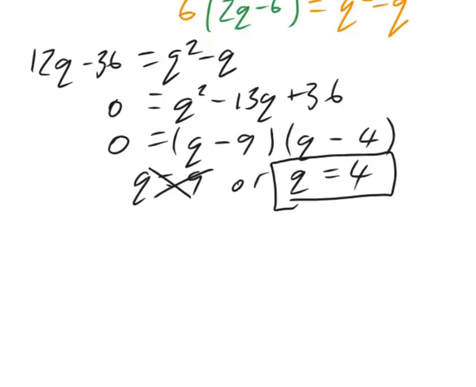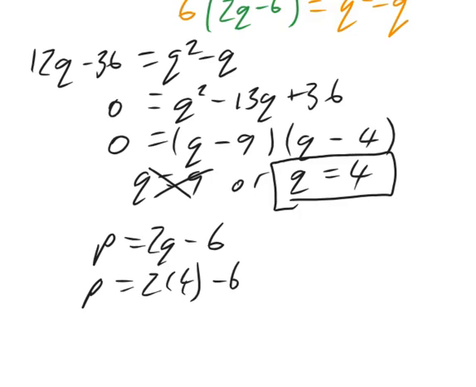What we've got to do is go back to find the value of p, and we had that p equals 2q minus 6. So therefore if q equals 4, p equals 2 times 4 minus 6, which leads us to p is 2. And there we go, we've got our two values. We've been asked to find q and p. q was 4, p is 2, and there's the whole thing done.